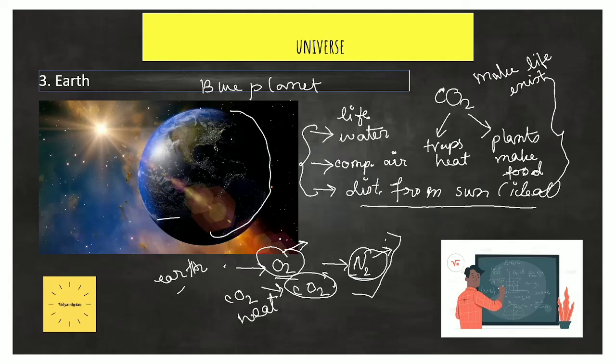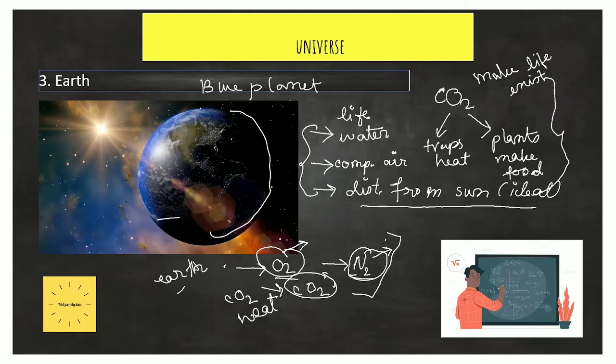So why does life exist on Earth? There are three characteristics of Earth for which there is occurrence of life. And what are the three characteristics? It has water, which is an important part for life to exist. Then the perfect composition of air, and then distance from the sun. It has an ideal distance from the sun.